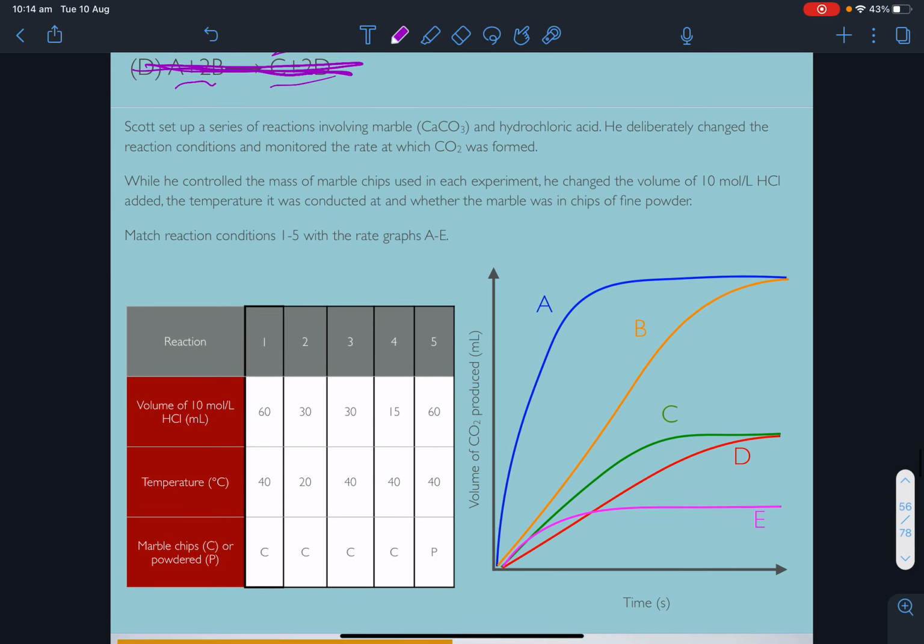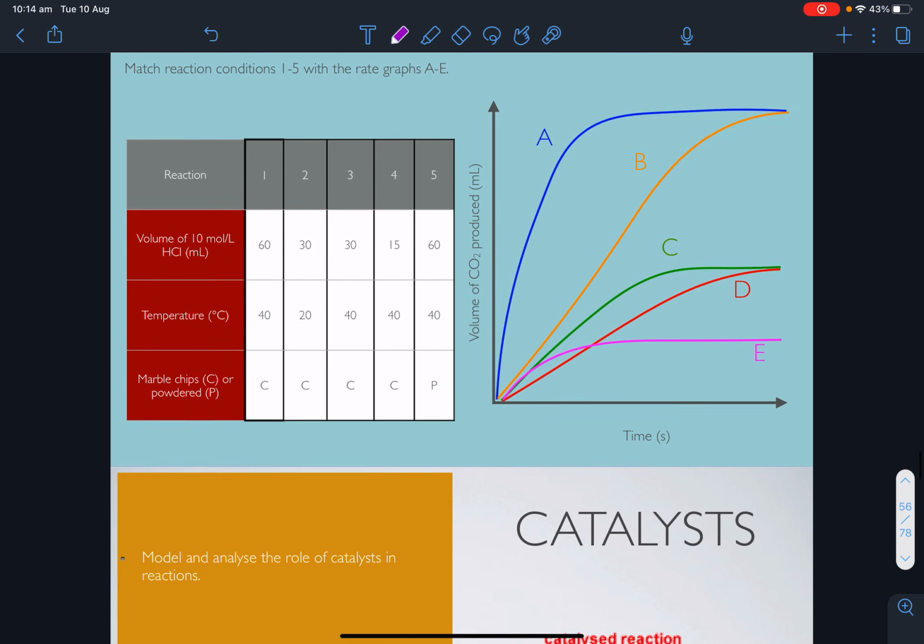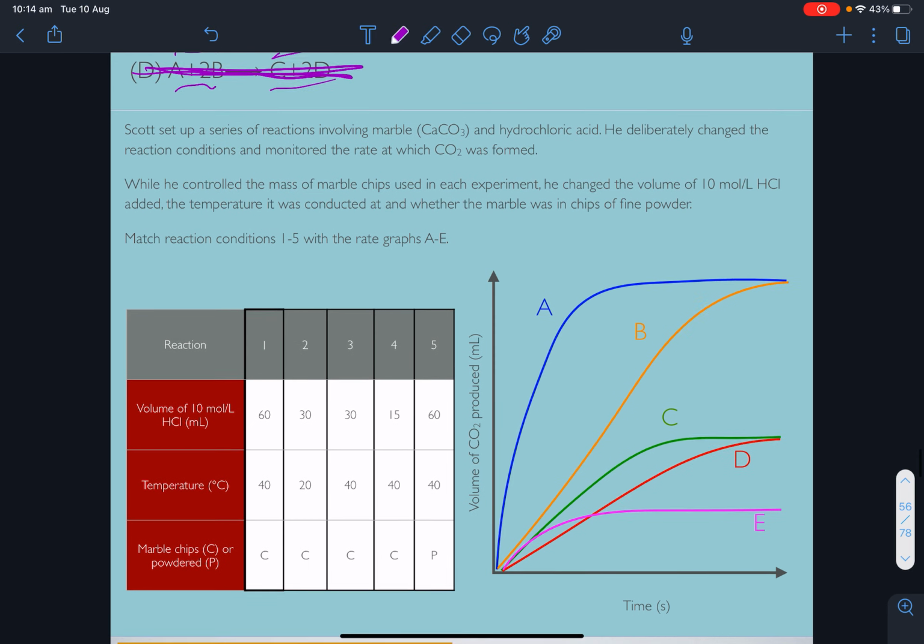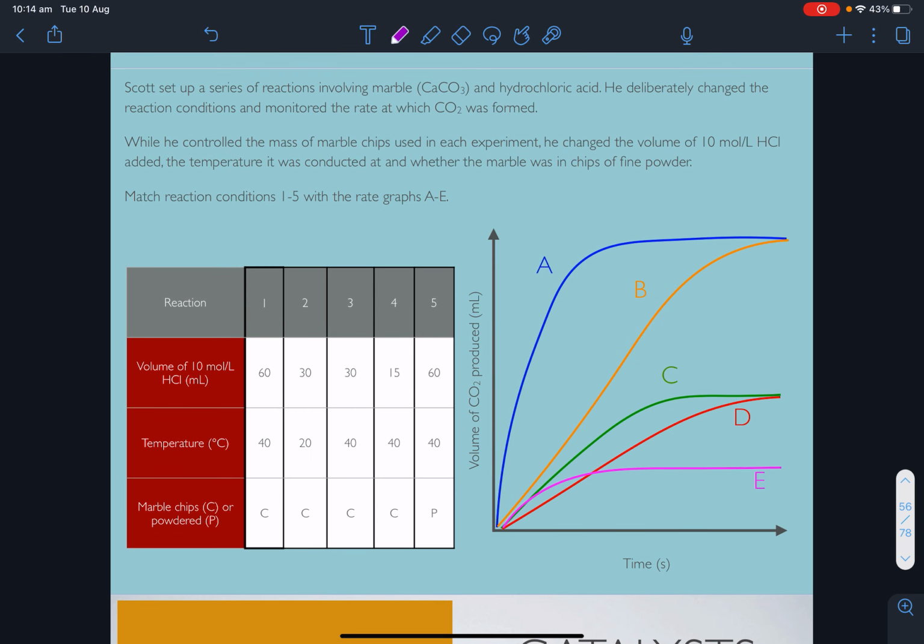All right. I think this is the last problem, and then we'll talk about catalysts. We'll keep it all in the same video. It's a long one, but we'll deal with it.